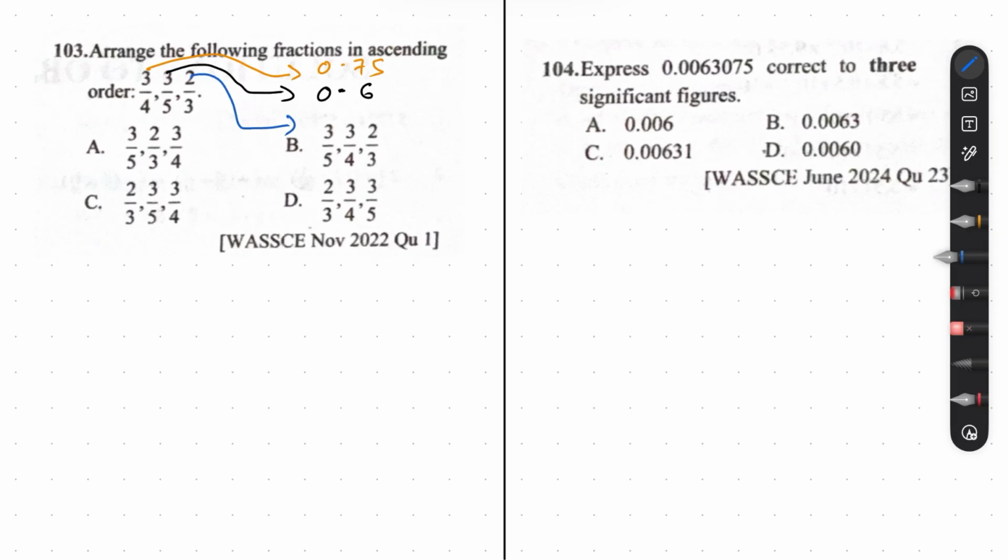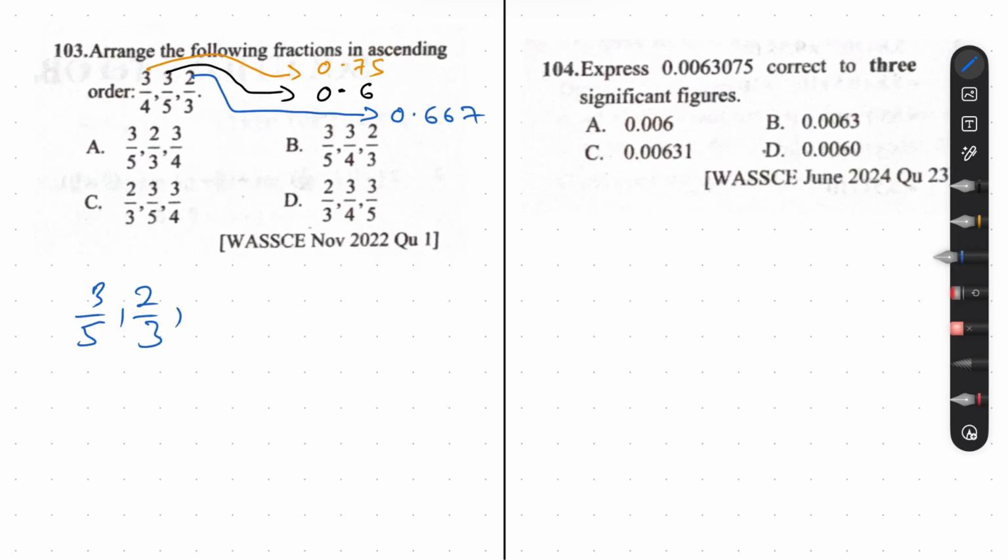The fourth one here, let me write it properly. The fourth one here, 2 over 3, is the same as 0.667. So in ascending order, which one is the smallest? The smallest is 0.6, which is the second one, 3 over 5. So 3 over 5 comes first, followed by 0.667, which is 2 over 3.